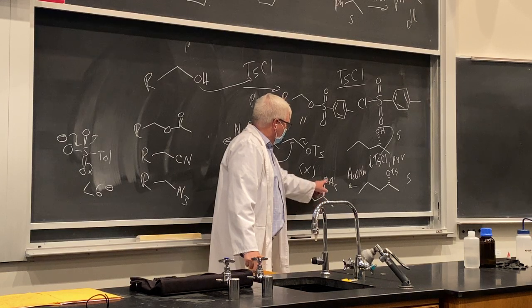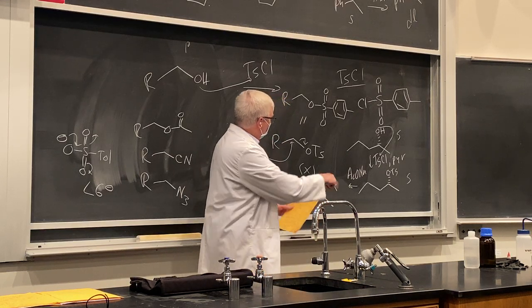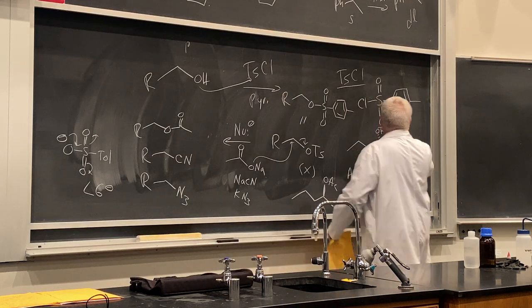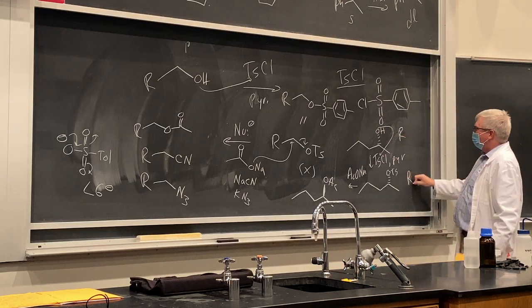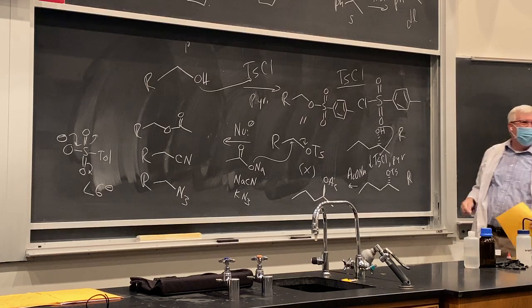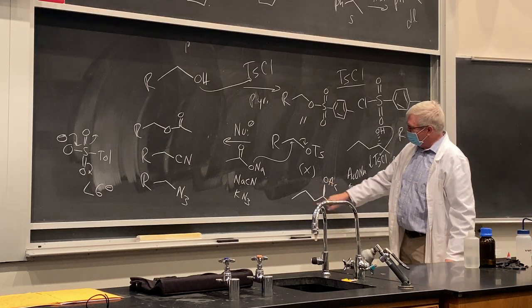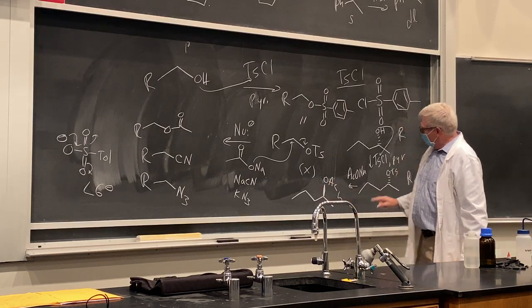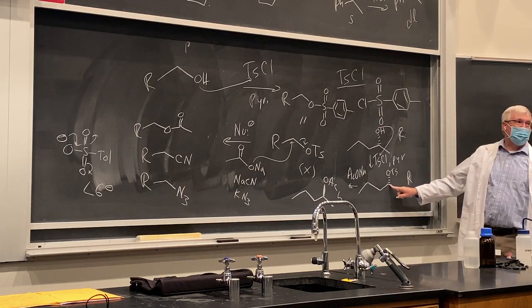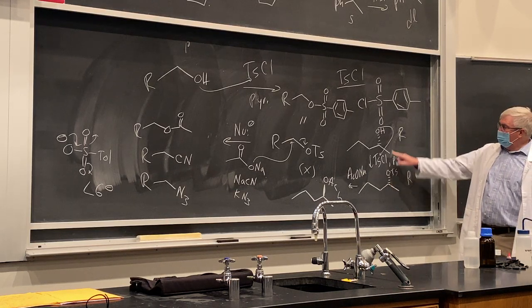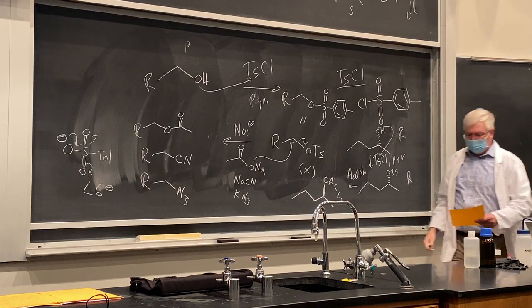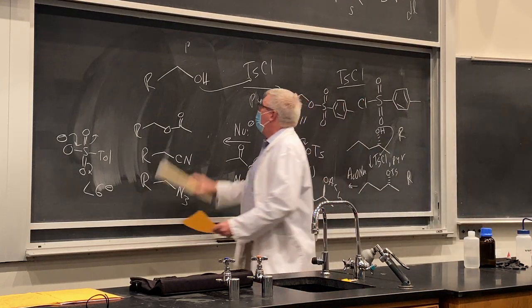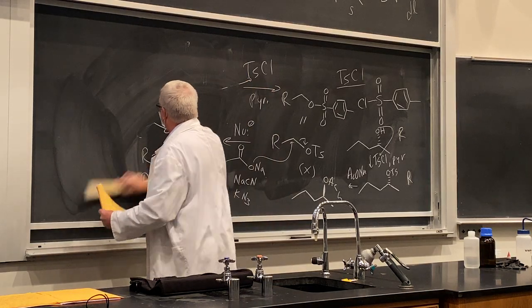Wait a minute, is that the S? Wow, I got that messed up, sorry. I think these are R, correct? Okay, double check that. And this is indeed the S product, okay? So it goes with inversion once you convert that into a leaving group. But the initial stereocenter stays the same there. Let's look at a historical example of the use of tosyl chloride.